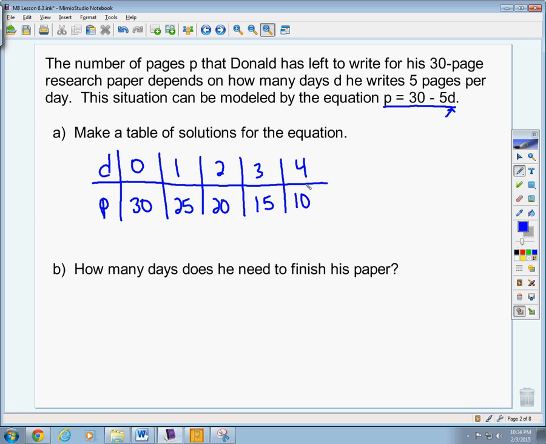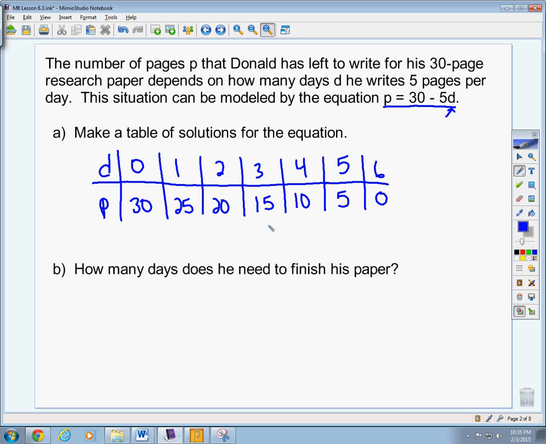Why would we do a table? A table is another way for us to represent this relation. This relationship between the number of days Donald writes and the number of pages he has. And a table can help us answer the next question. How many days does he need to finish his paper? Well, if we continue our table, after 5 days, there's 5 pages left. After 6 days, there's 0 pages left. We know that he needs 6 days.